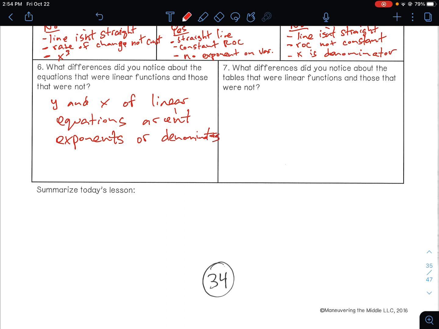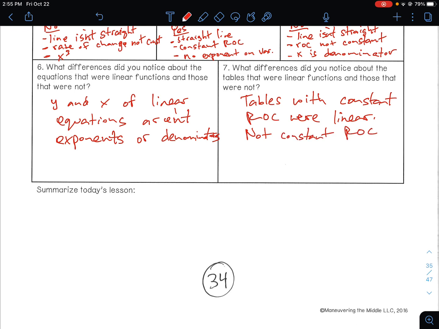And then what differences did you notice about the tables that were linear and those that were not? Tables with constant rate of change, ROC, were linear. Not constant ROC are not linear. Non-linear.